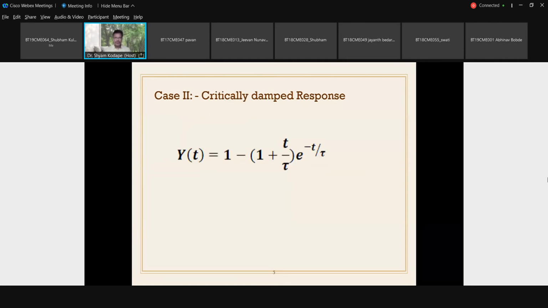Next is case 2, the critically damped response. What is the critically damped response? When xi is equal to 1.